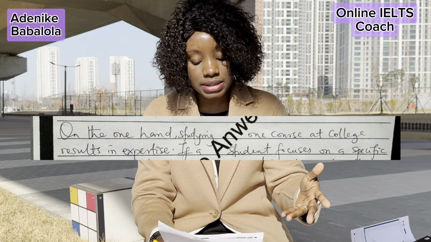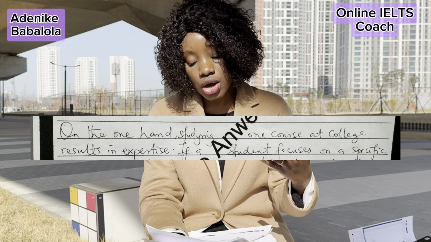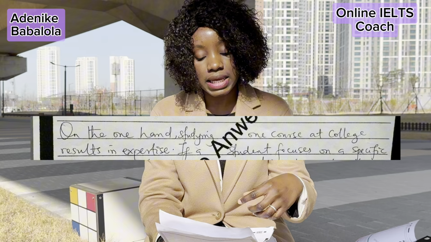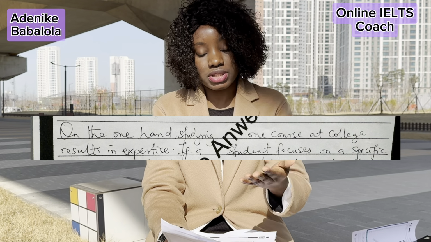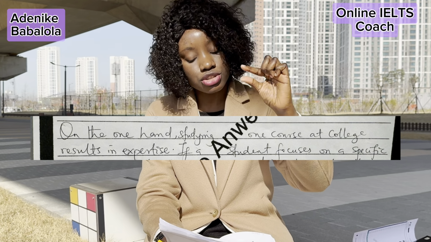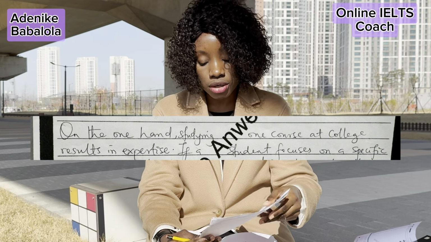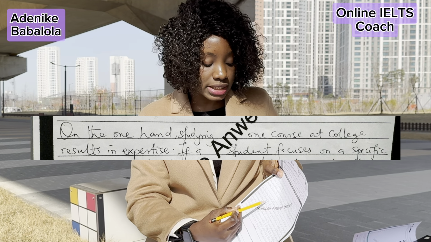Now let me read my topic sentence to you. The topic sentence says, on the one hand, studying one course at college results in expertise. This is when they study one course, they become experts. That's what that point is saying. But I've written it in that short sentence: studying one course at college results in expertise.